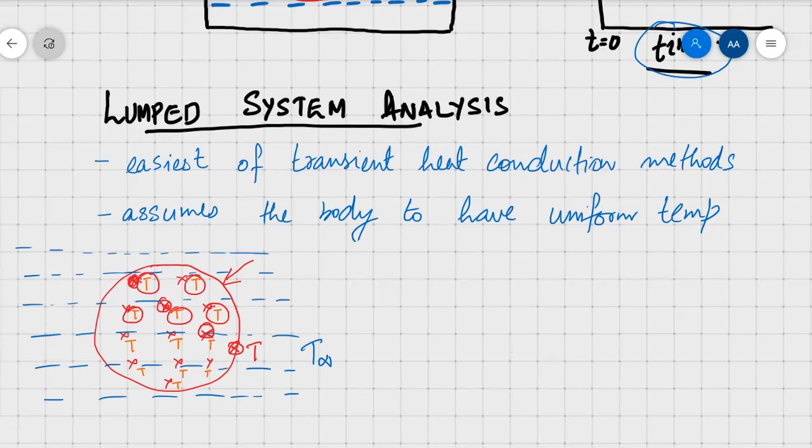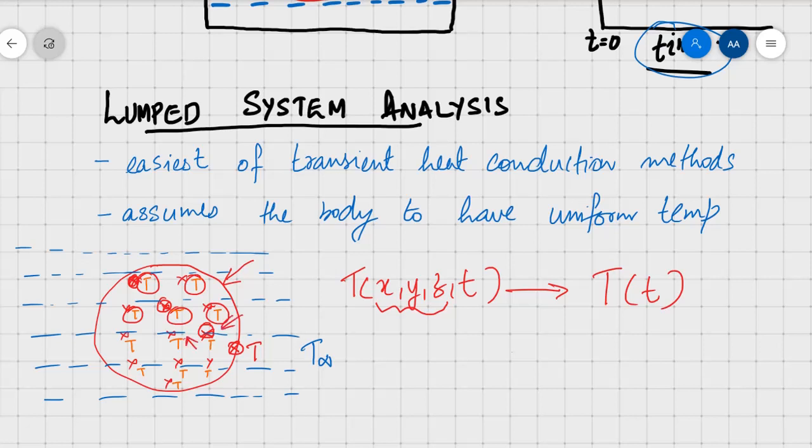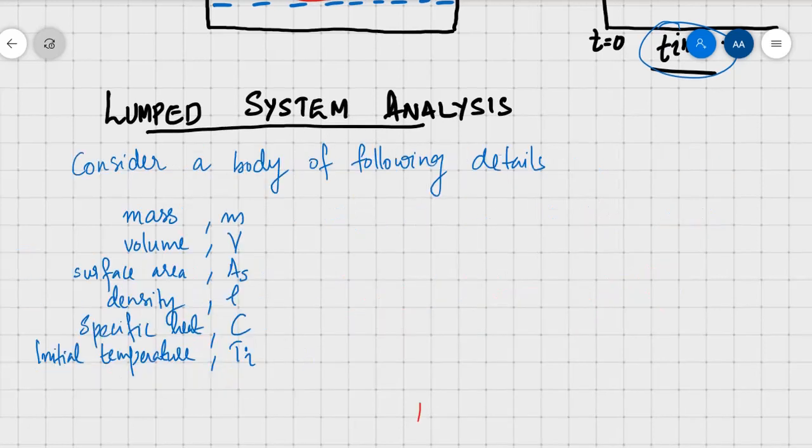This assumption of uniform temperature simplifies the complicated temperature distribution, temperature as a function of x, y, z and time t, to a very simple temperature as a function of time. This is because temperature with uniform distribution becomes independent of the spatial coordinates x, y, z. Any point you take in this domain, you have the same temperature. So temperature becomes independent of the spatial coordinates and only dependent on the value of time t. Let us now get into the details of the method.